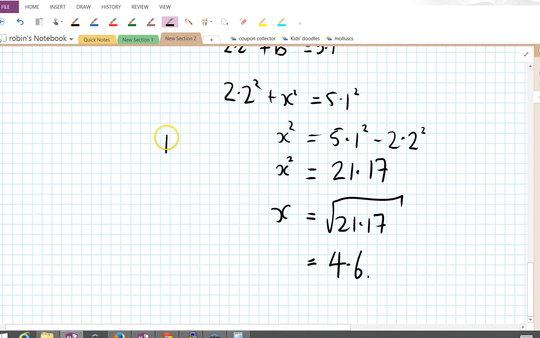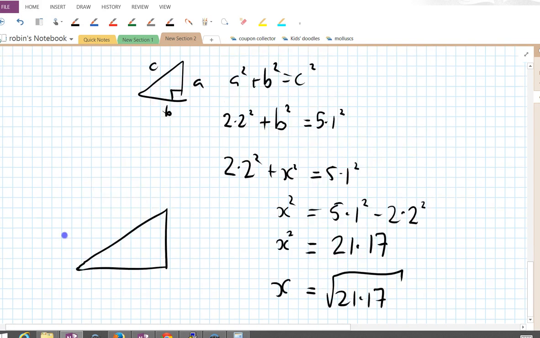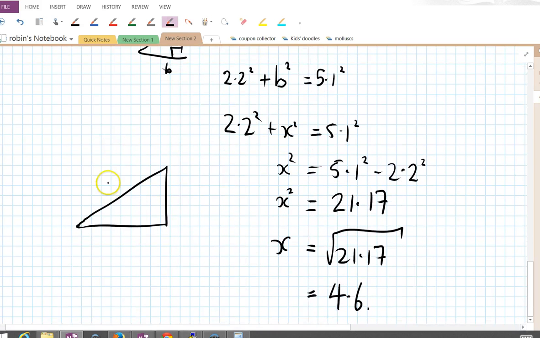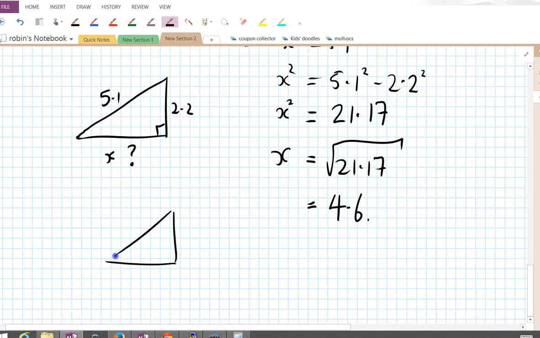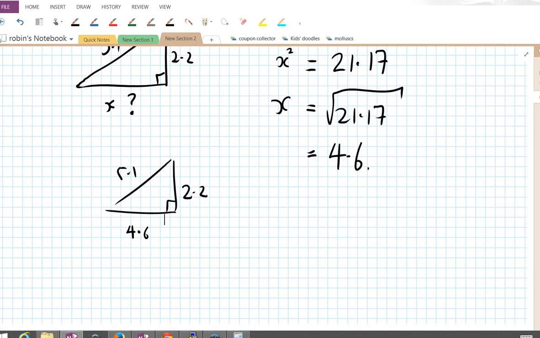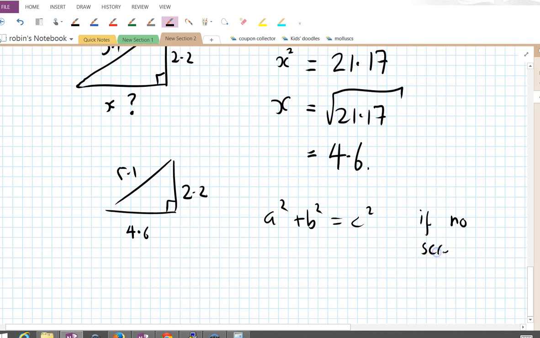4.6. So, just to recap, we had our right-angled triangle here. There it is. We knew 5.1, 2.2. We didn't know that, so I called it X, and we used Pythagoras' theorem in reverse. That's a right angle. In reverse, so to speak, to get 4.6. So now the full thing here is 4.6, 2.2, and 5.1. It's as well to check. Watch how I check it there. I know that A squared plus B squared equals C squared if everything's okay.